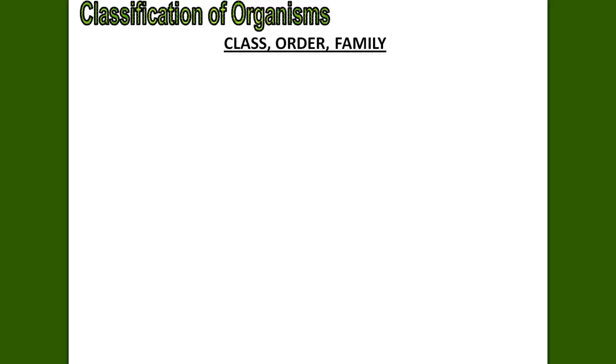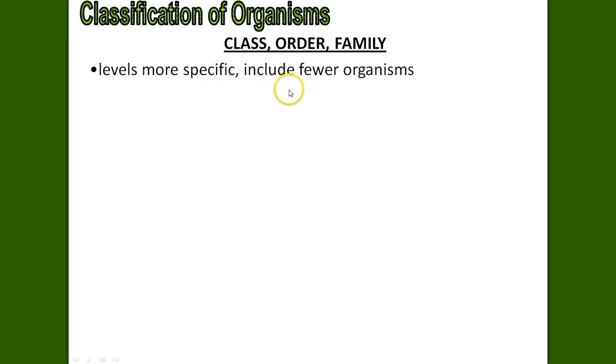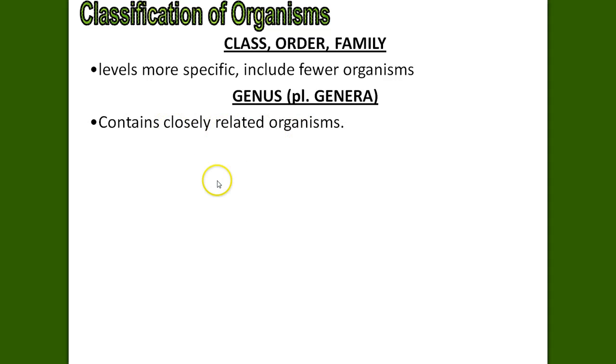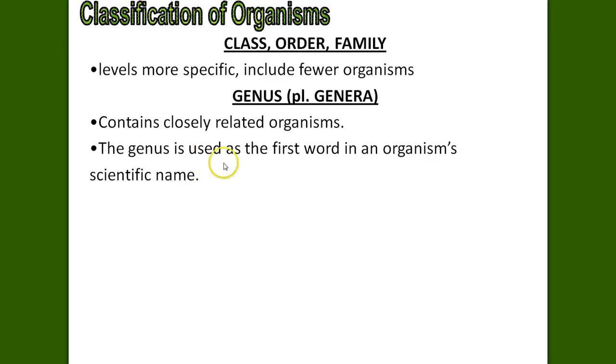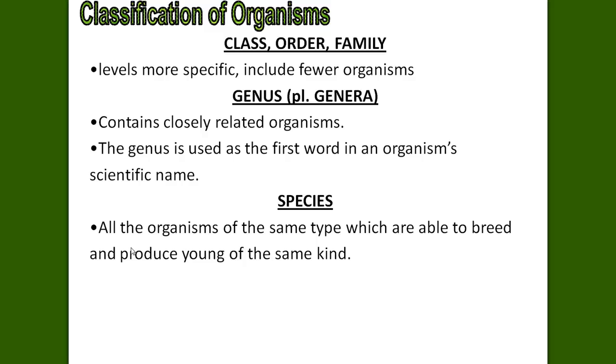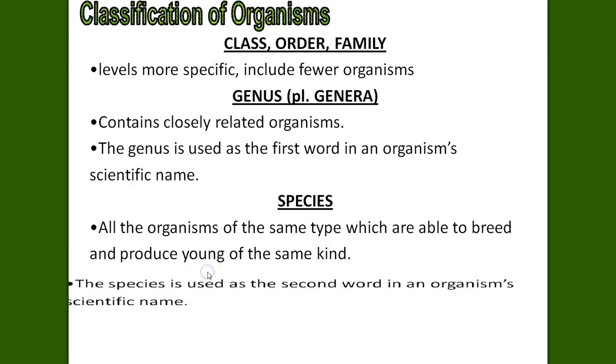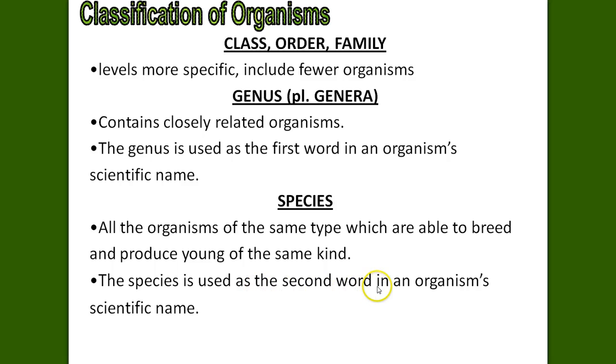Classification of organisms: class, order, and family levels are more specific. They include fewer organisms. The genus, and the plural is genera, contains closely related organisms. The genus is used as the first word in an organism's scientific name. Species: all of the organisms of the same type, which are able to breed and produce young of the same kind, are the same species. The species is used as the second word in an organism's scientific name. So the genus is its first name, and the species is its second name, just like you have a first and last name.